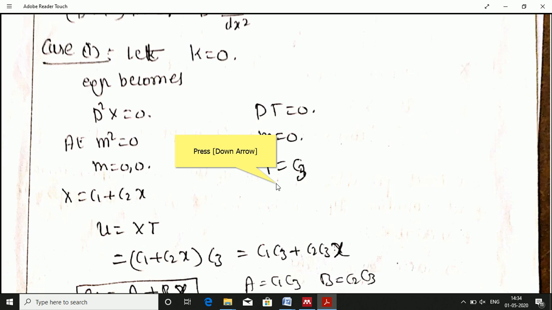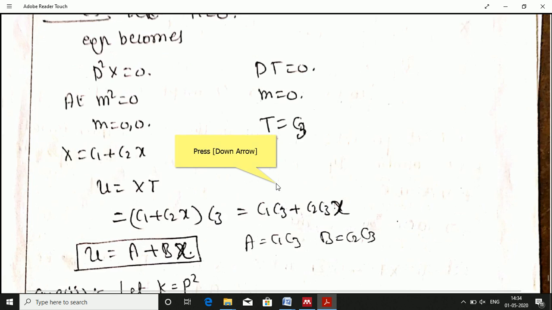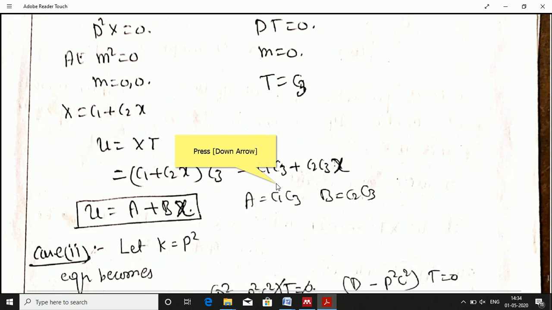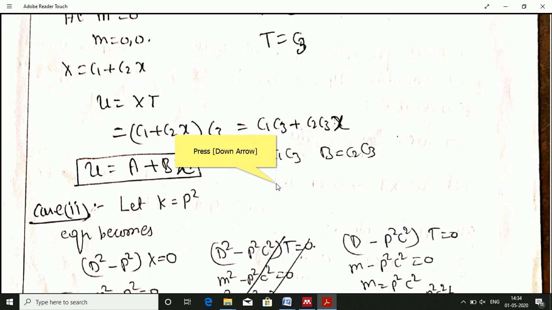So it is of the form (c1 plus c2 x) into c3, or else c1 into c3 plus c2 c3 into x. c1 into c3 I'll call it as capital A, and c2 into c3 we'll call it as capital B. So u is equal to A plus Bx is the solution when k is equal to 0.